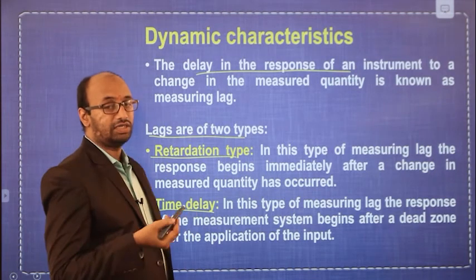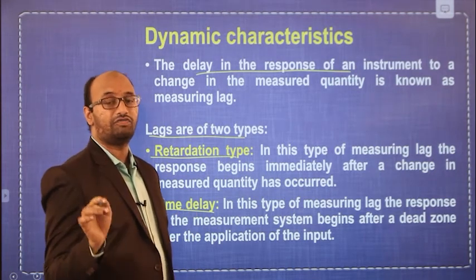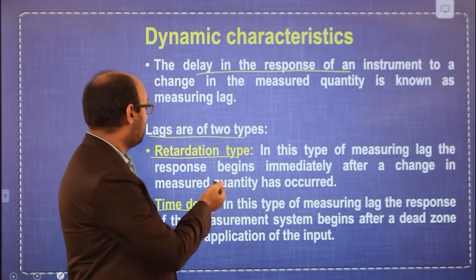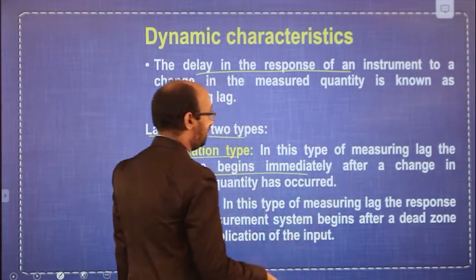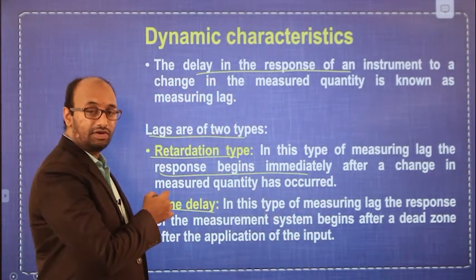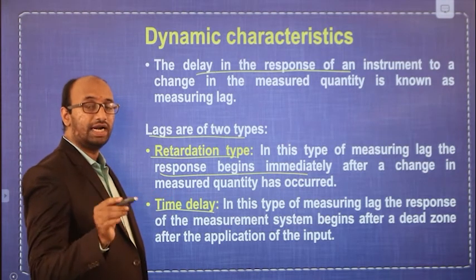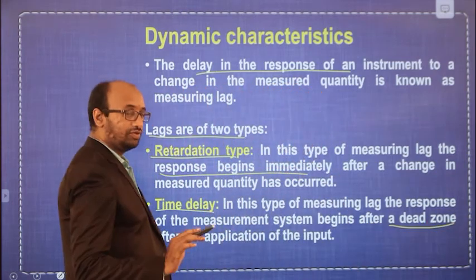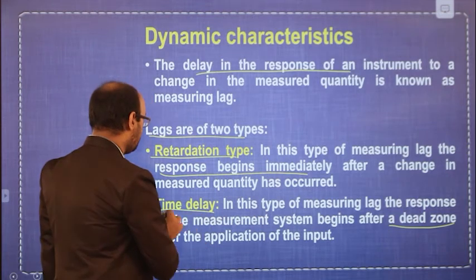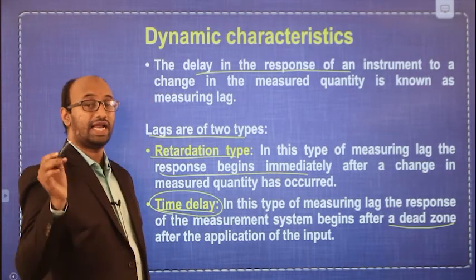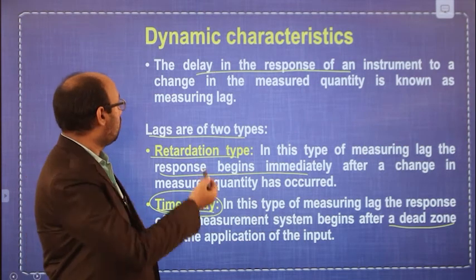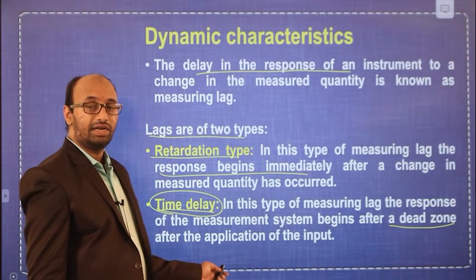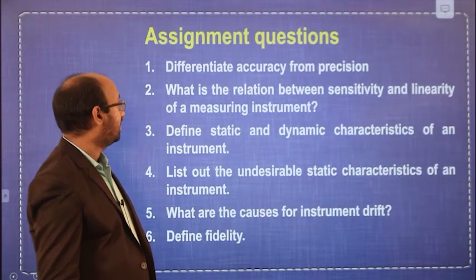In case of retardation type, the instrument response begins immediately after a change in the input. In case of time delay, the instrument won't respond until the dead space or dead zone has elapsed. Until the dead zone is elapsed, the instrument won't respond. This particular lag is called time delay. So out of these 4, speed of response and fidelity are desirable dynamic characteristics. Dynamic error and lag are undesirable dynamic characteristics.